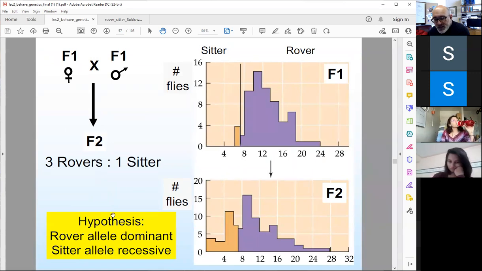This is consistent with Mendelian ratios if the rover were dominant and the sitter were recessive. So it appears that they've got a single gene with two alleles, a rover allele and a sitter allele, and the rover allele is dominant. This gene seems to affect behavior in particular only with the larvae and in the presence of food. So the developmental stage and the environment are influencing the behavior being expressed here.